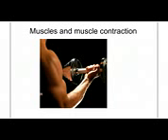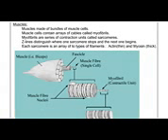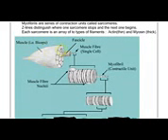Let's talk about muscles and muscle contractions. Before we can understand the muscle contraction, we need to look at the structure of the muscle. Muscles are made of bundles of muscle cells. So here's a muscle, and inside there are bundles, and those bundles are bundles of muscle cells.